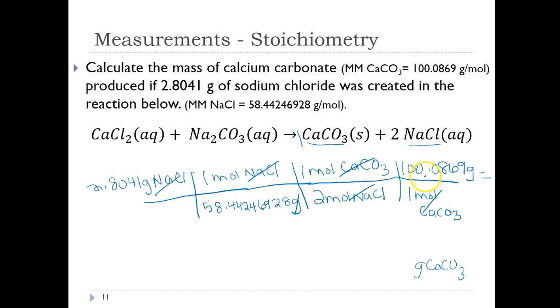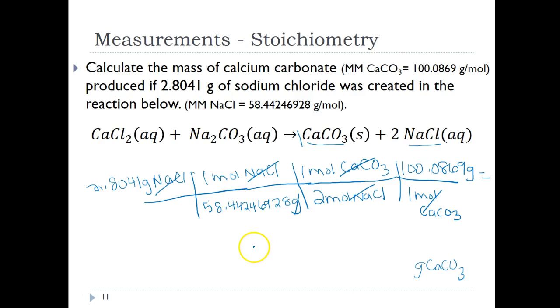All right, so then I would plug this whole thing in my calculator. 2.8041 times 100.0869 divided by 58.44246928, and also divided by 2. Okay, so when I'm looking at this problem, my answer for sig figs is going to be 5, because the initial mass was 5 sig figs. This molar mass has more than 5. The 1 to 2, the mole ratio is an exact number, so it's like infinity. And then this molar mass has, what, 7. Okay, so 5 is the fewest number of significant figures I've got.